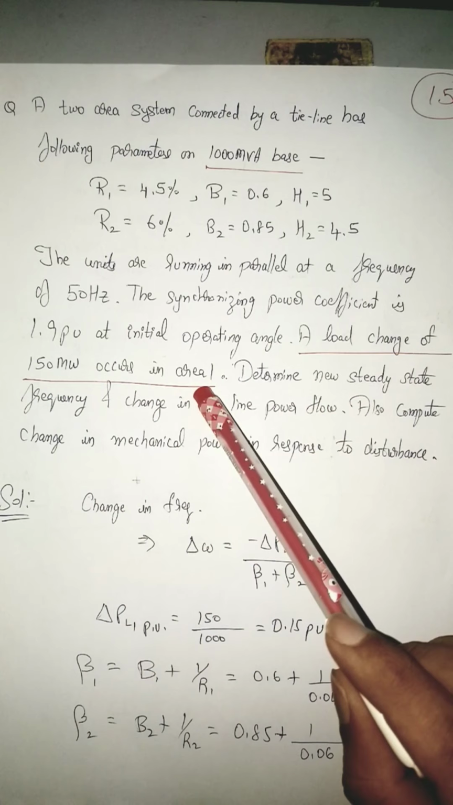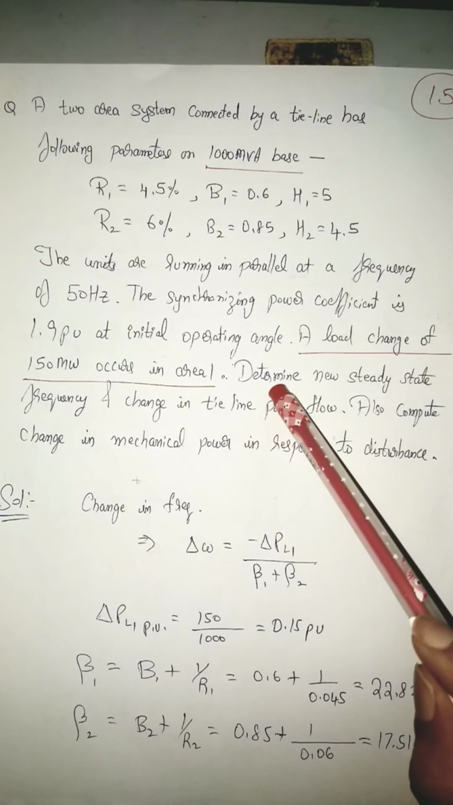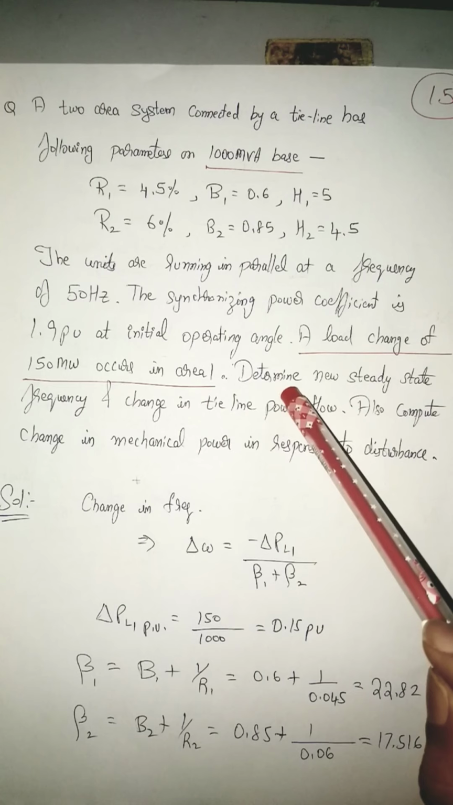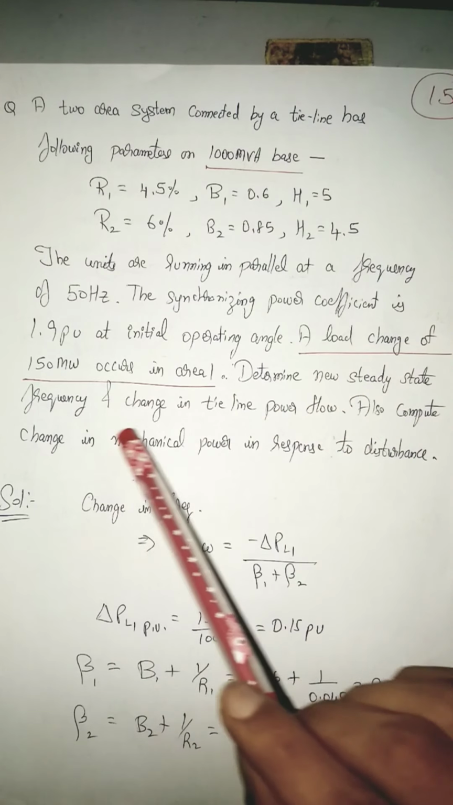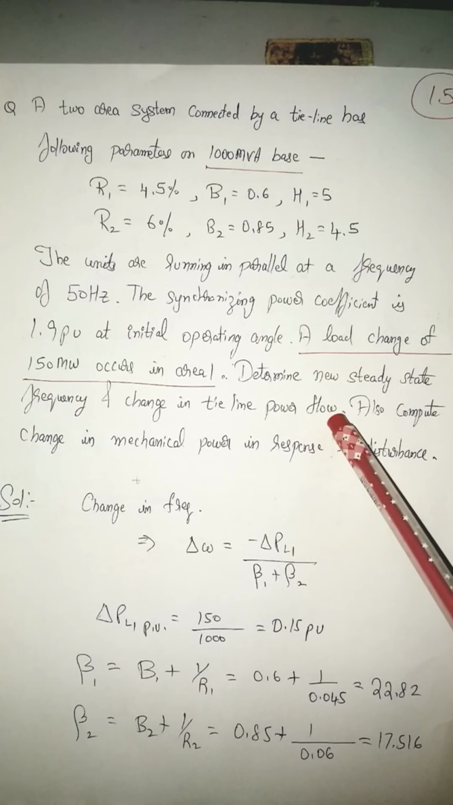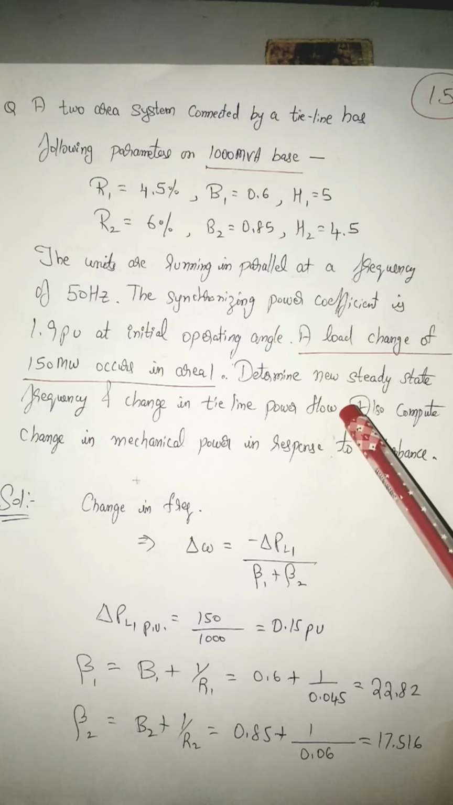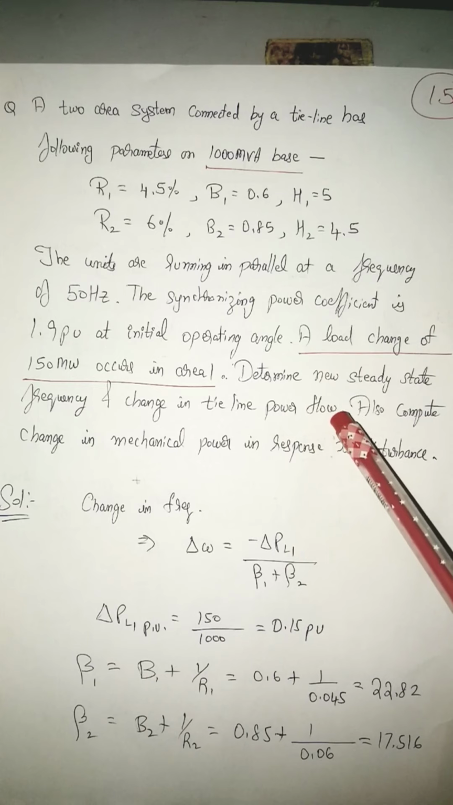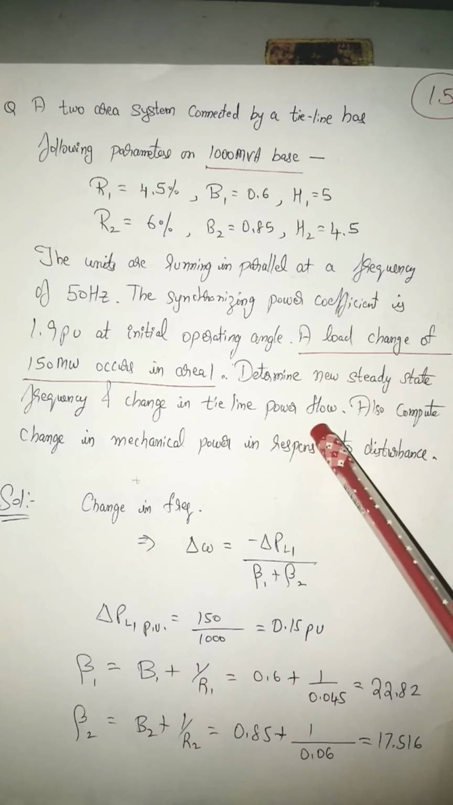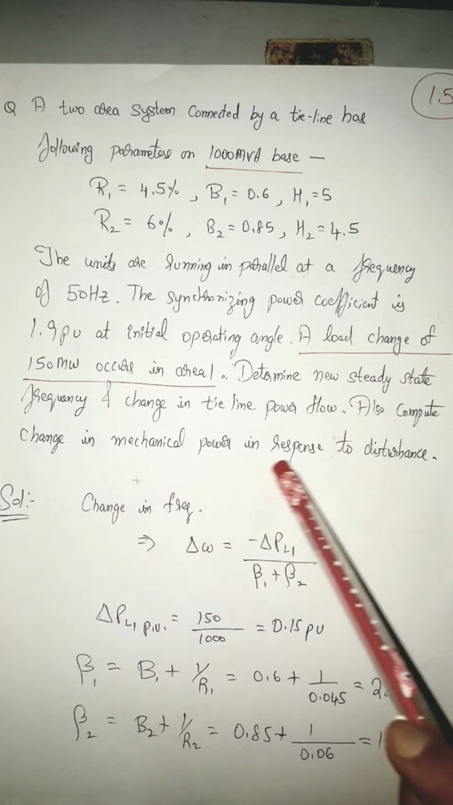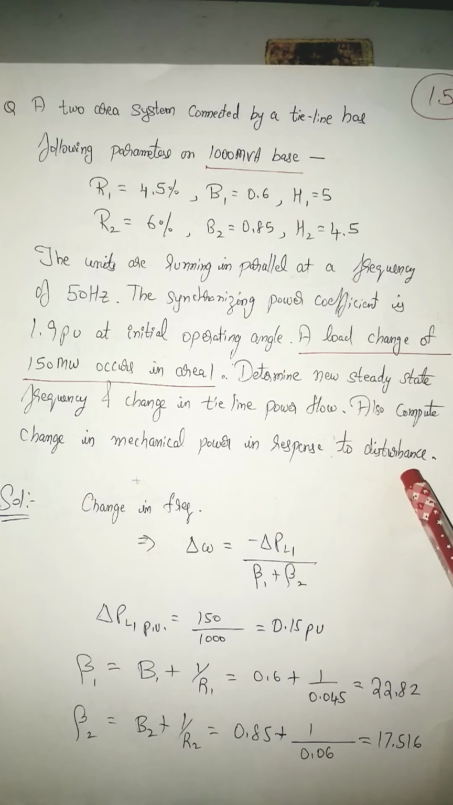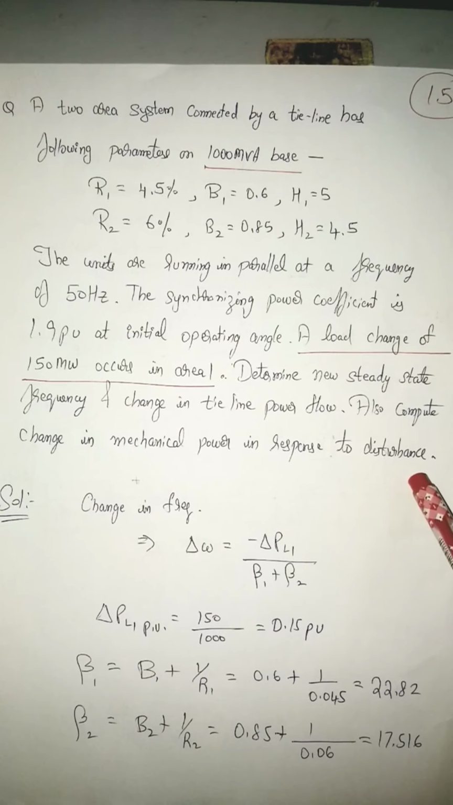Whenever there is an increase in the demand, obviously there will be a drop in frequency. We are supposed to find that new operating frequency. Determine the new steady state frequency and change in tie line power flow. Since two areas are involved, whenever there is an increase in load demand in area 1, there will be a drop in frequency in both the areas. So to meet the shortage of power generation in area 1, power flows from area 2 to area 1. What amount of power is flowing from area 2 to area 1 has to be found, which is the tie line power flow. Also compute the change in mechanical power in response to the disturbance. That is, the individual share by both the areas has to be found.